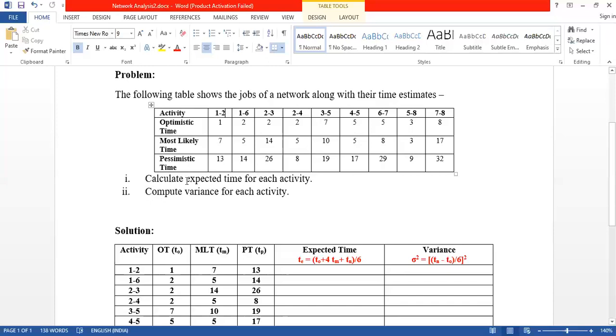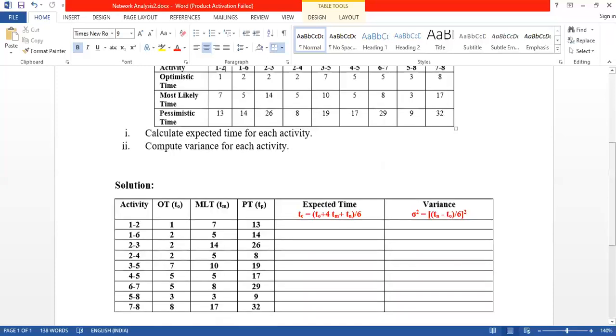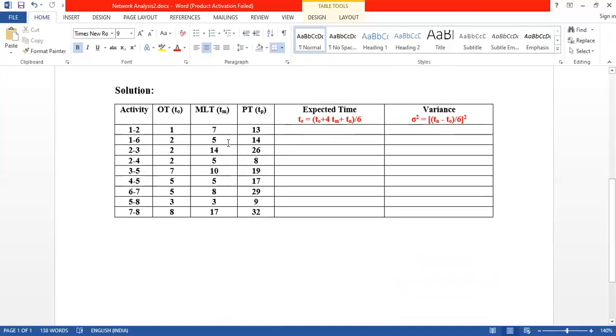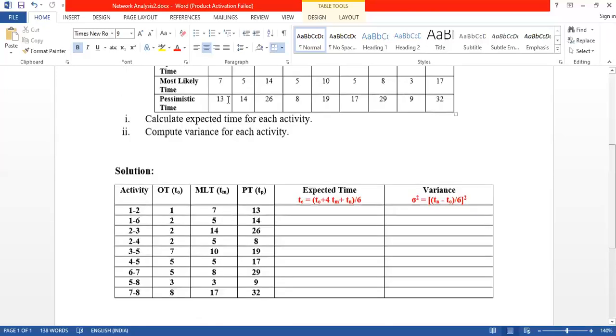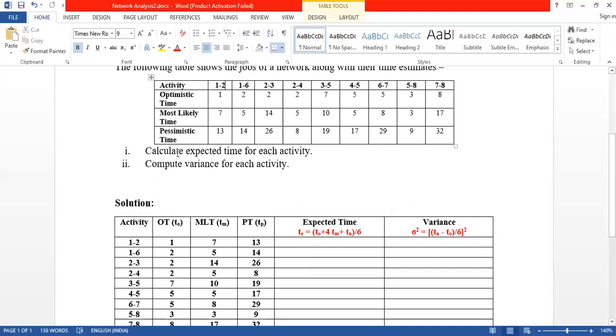Now we are supposed to calculate expected time for each activity, and we are supposed to compute variance for each activity, right? So to start our problem, we need to draw a table. The first column is the activity column, so I have just brought down these activities here. For each activity there are corresponding three times.